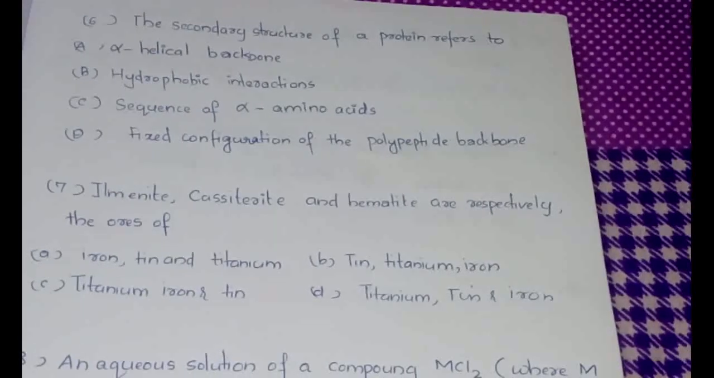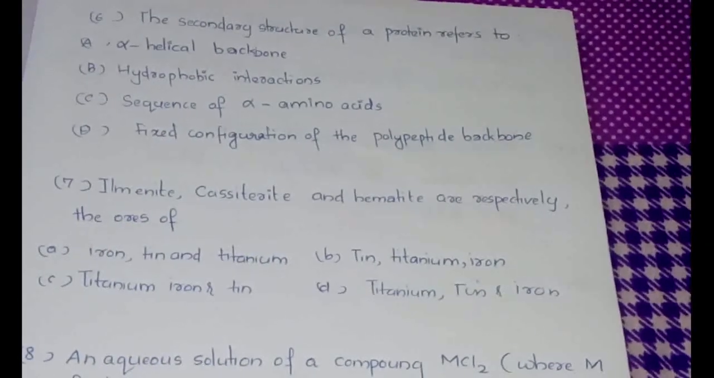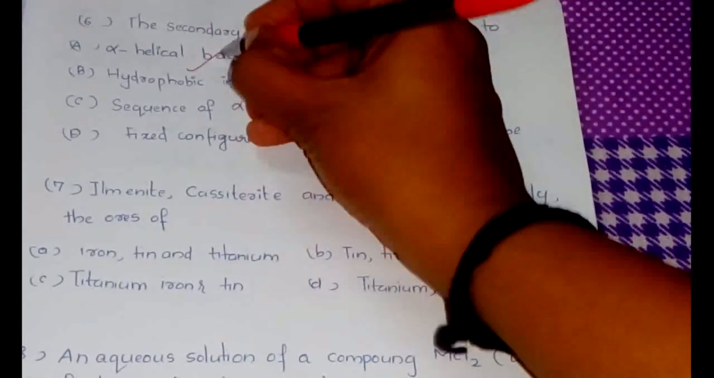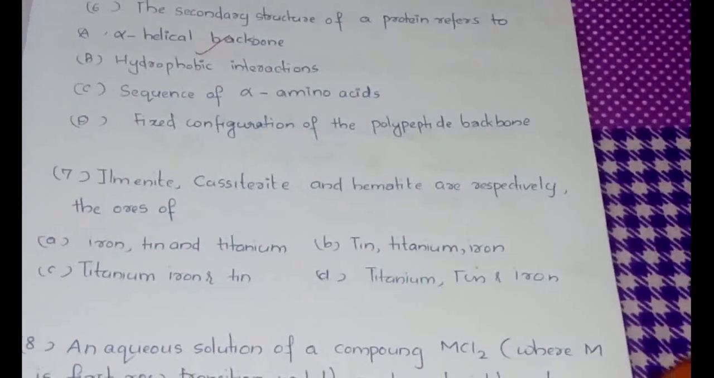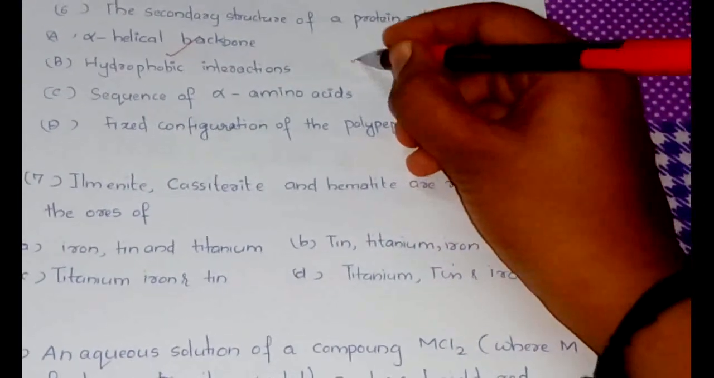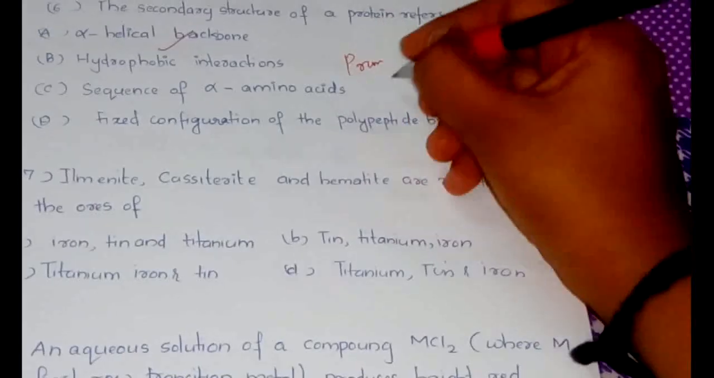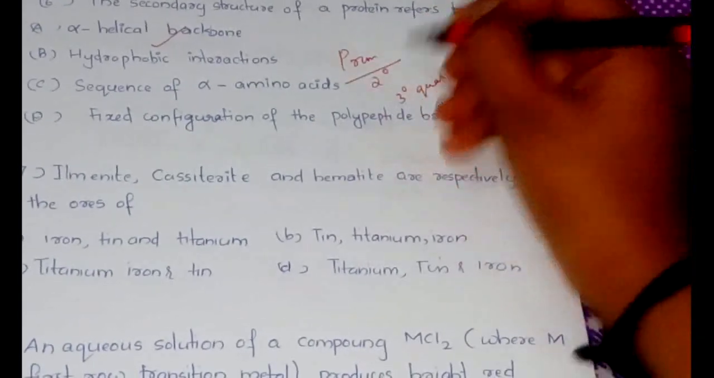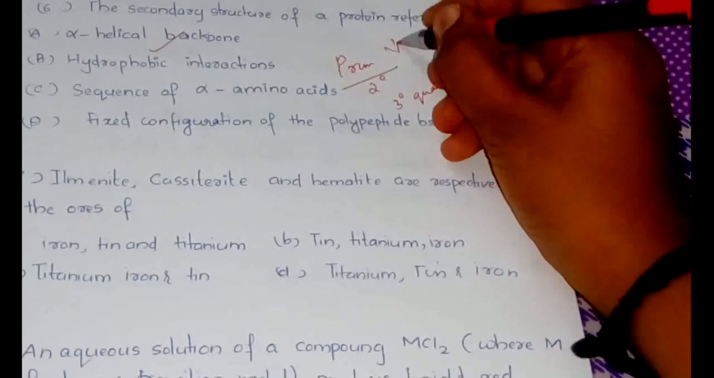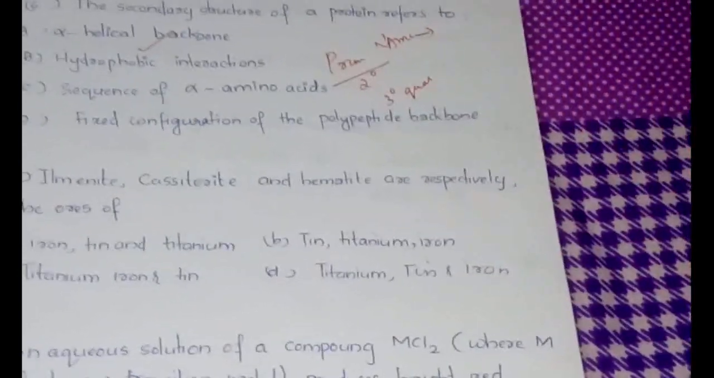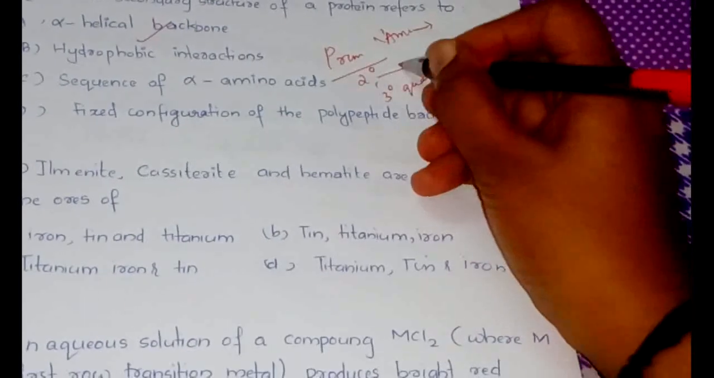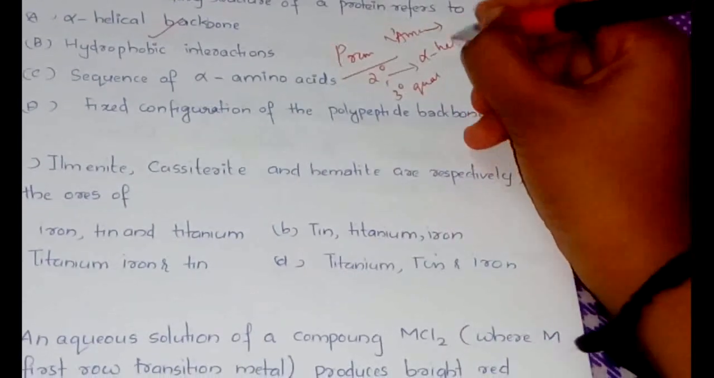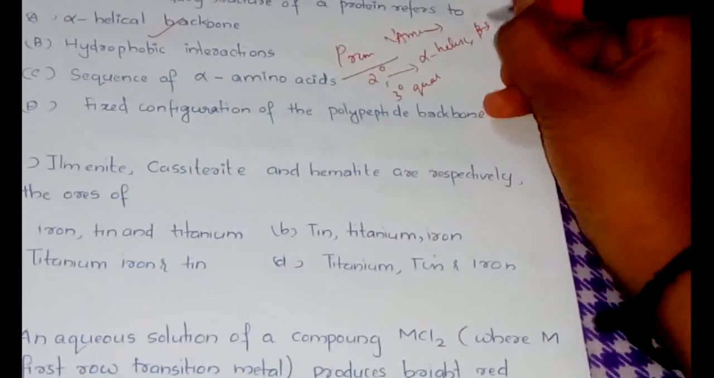The sixth question is: the secondary structure of a protein refers to. Obviously, the answer is alpha helical backbone. So what are the four structures? We have four structures: primary, secondary, tertiary and quaternary structures. The primary structure simply means the amino acids join together to form a chain. The secondary structure deals with alpha helix and beta sheets.